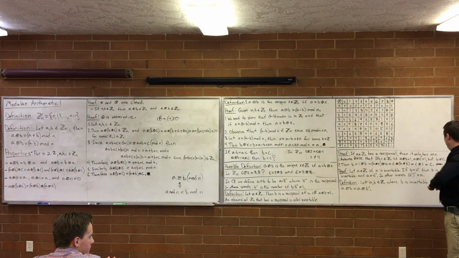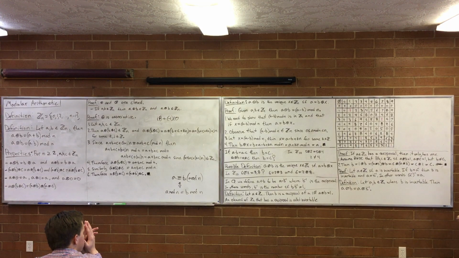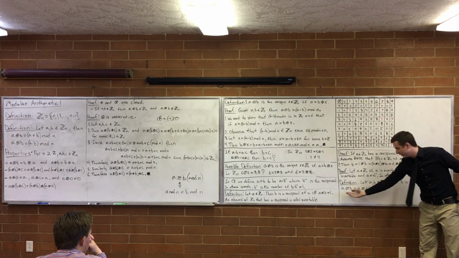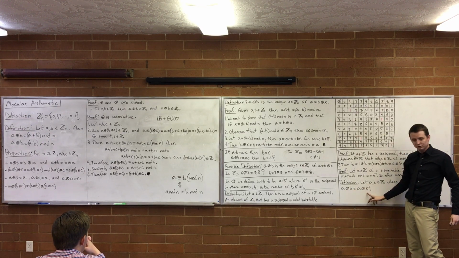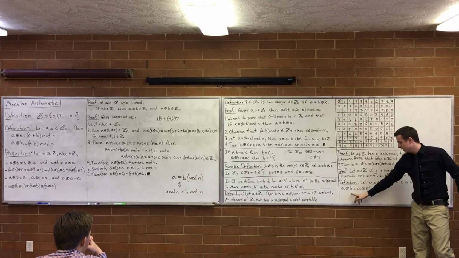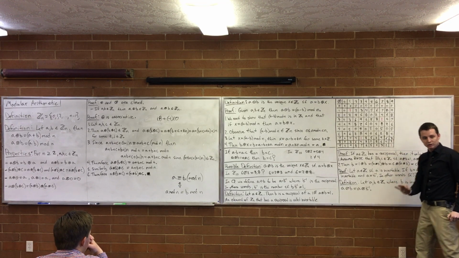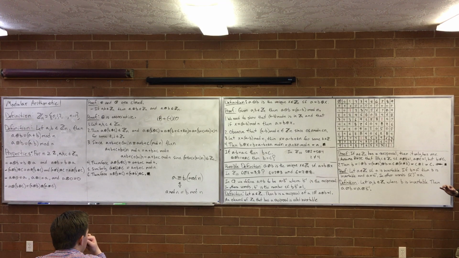So that'll be perfect. And then the definition. Let A be in Zn where B is invertible, then now we finally have our definition of divides. A divided by B means A times B inverse. This only works where B is invertible. If it's not invertible, it doesn't work, it's not defined. Just like in the real numbers, we have one number that's not invertible, 0. So you can't divide by 0.